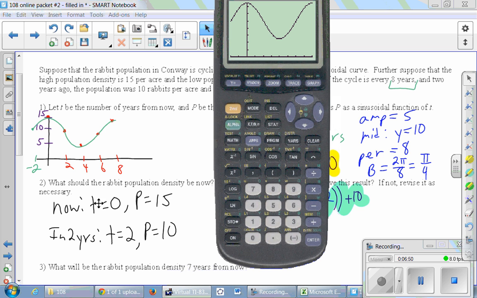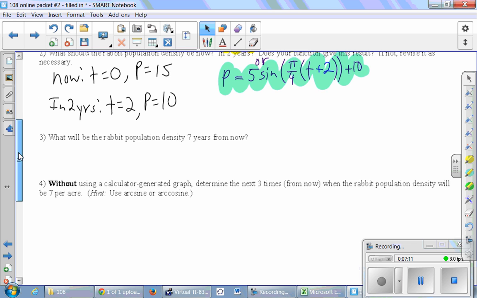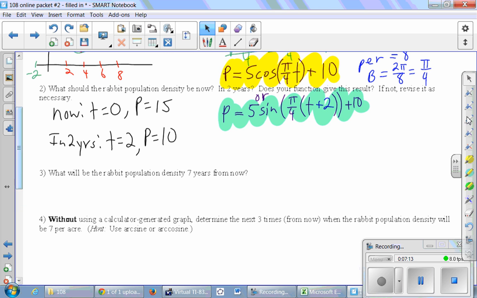In order to figure out if we got it right here at 0 and 2, we just have to hit, what do we have to hit? So you can do second calc and then value, and then you can just plug in 0, enter, 15, 2, enter, 10. Notice it's even going to put the cursor for you right there at 2, which is a nice feature. Okay, so the second equation looks good to us.